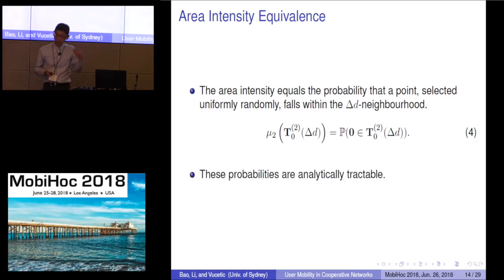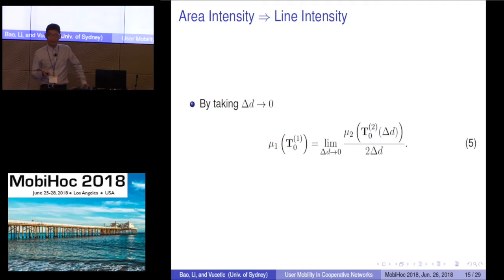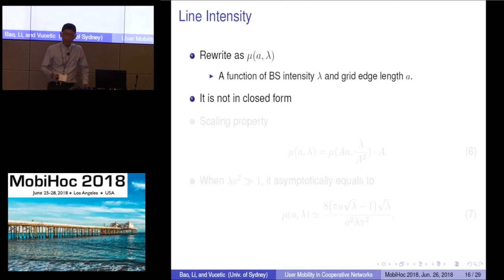In this original problem, we can characterize these probabilities by a stochastic geometry approach. Because we consider the Poisson point process, we use some assumptions and conclusions based on the PPP, and we can get the probability that the random point is within this delta D neighborhood. Finally, by taking delta D approaching 0, we can characterize this line. As I just introduced, we divide the area intensity by 2 times delta D and get the line intensity. We rewrite it as mu1 of A and lambda, because this is a function of lambda and A. But this is not in closed form.